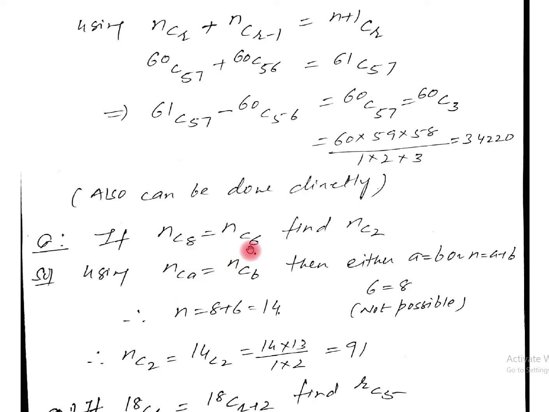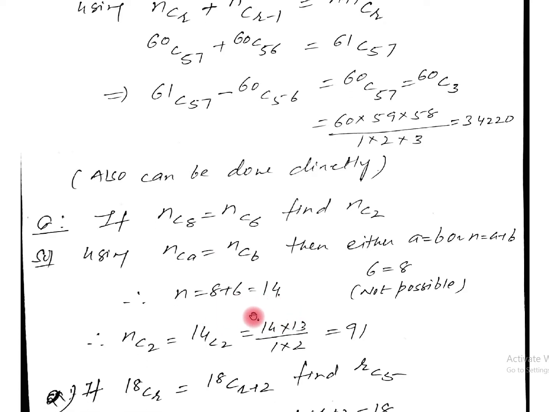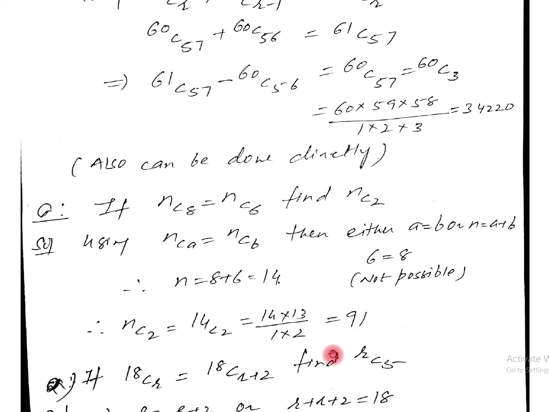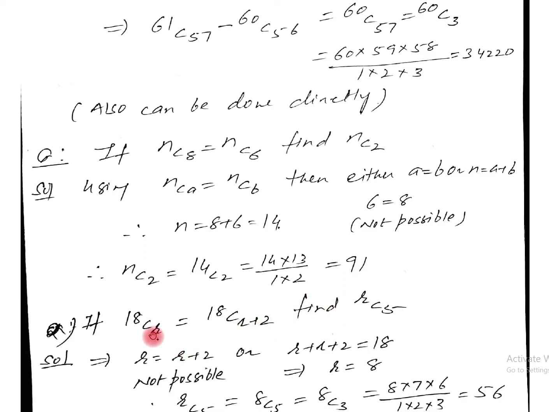Now nC8 equal to nC6. Now 8 is not equal to 6. It is not possible a equal to b because 8 is not equal to 6. Therefore n must be equal to 8 plus 6 equal to 14. And then n equal to 14, we have to find out 14C2 equal to 14 into 13 upon 1 into 2 equal to 91.